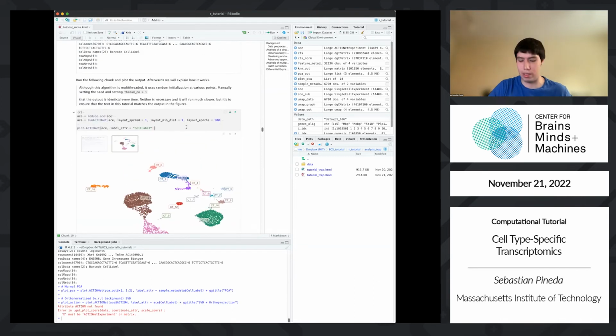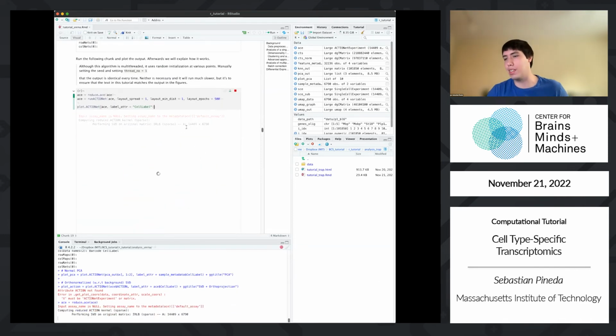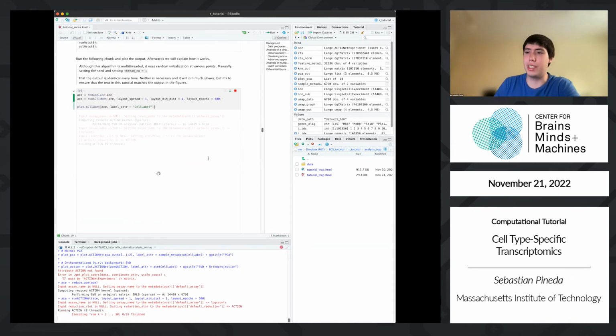It's going to run this. Okay, so this might take a sec. So this is a very small data set. If you've never worked with single cell data, you quickly find out that this is not the type of analysis you can just do on a laptop.